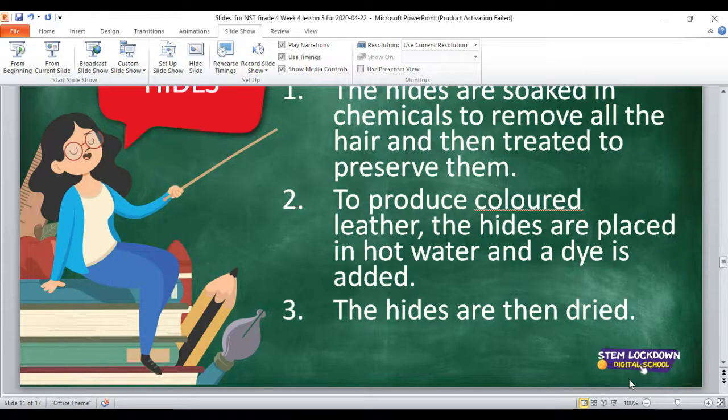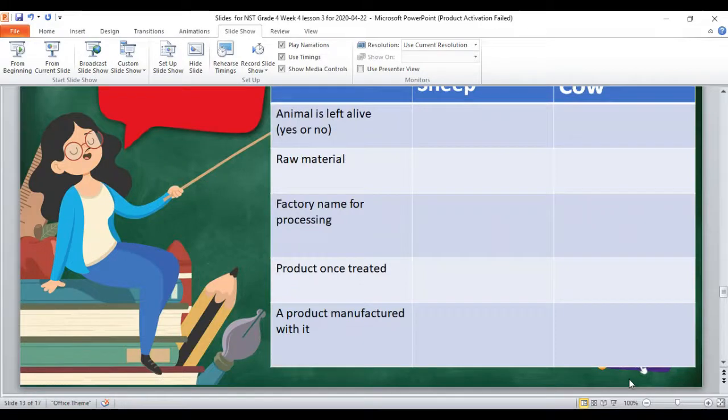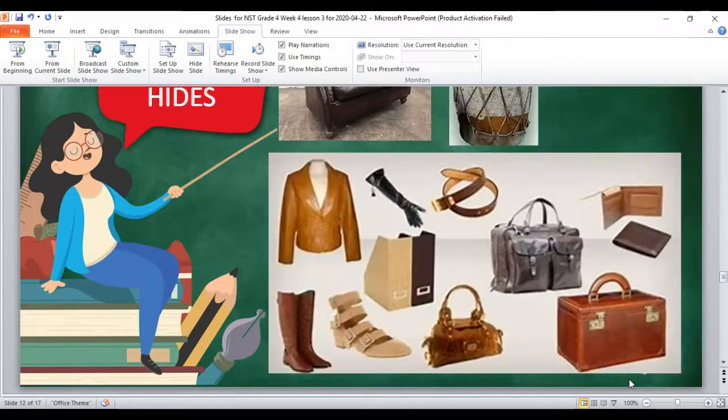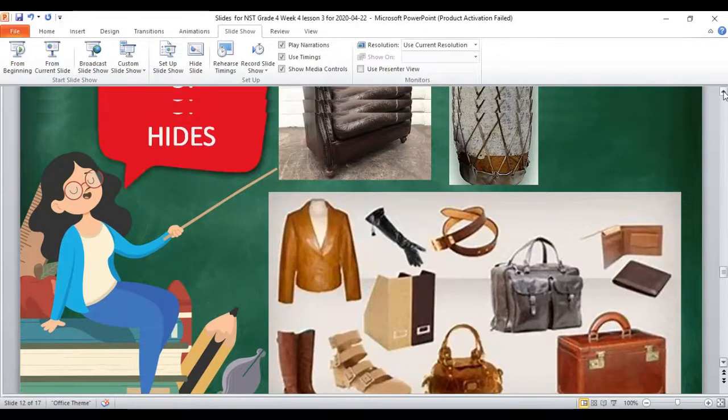Then to raise an animal and slaughter it for the hide, you must wait a long time. So that is why things made from animal leather are very expensive. Now let me come to the next slide. On this slide, I'm going to ask you a question. Before we get to the question, let me start dealing with the products made from the hides.